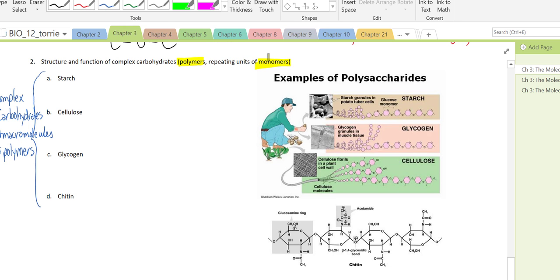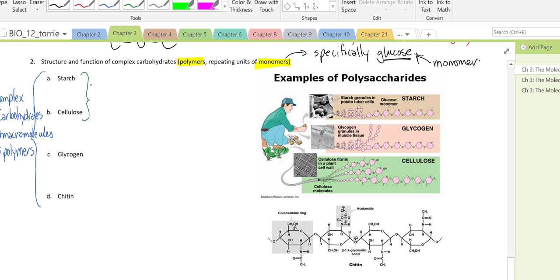When you look at these molecules over here, what I want you to keep in mind is that they are polymers made from repeating units of monomers, but the monomer is specifically glucose. All right. That is the building block to the complex carbohydrates. So it is the monomer. And the four complex carbohydrates, the four polymers, are starch, cellulose, glycogen, and chitin. And we're going to break these up.